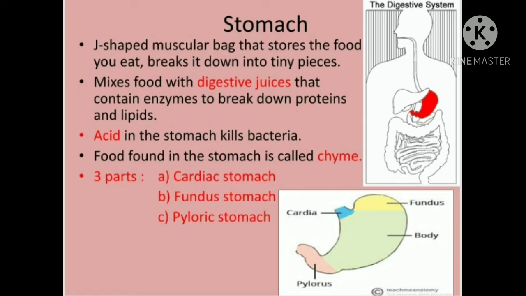The cardiac sphincter prevents the backflow or regurgitation of food from the stomach to the esophagus. Now, I would like to make this clear. What do you mean by sphincters? Sphincters are basically valves, which prevent the backflow of anything.